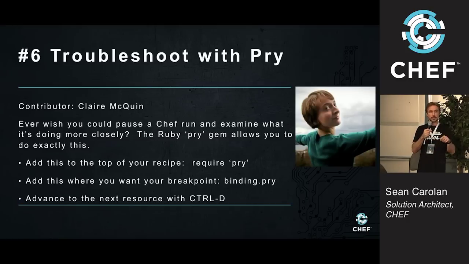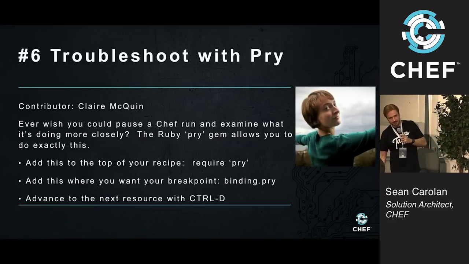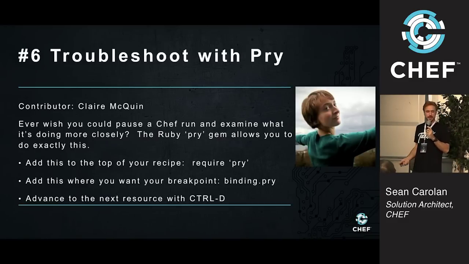And you can also, during the chef run, examine the node object. That probably is one of the most important uses of this, because ever have an attribute not get set the way you wanted it to? Yeah, we know about that. Yeah, no, never. So troubleshooting with Pry can help you with that.